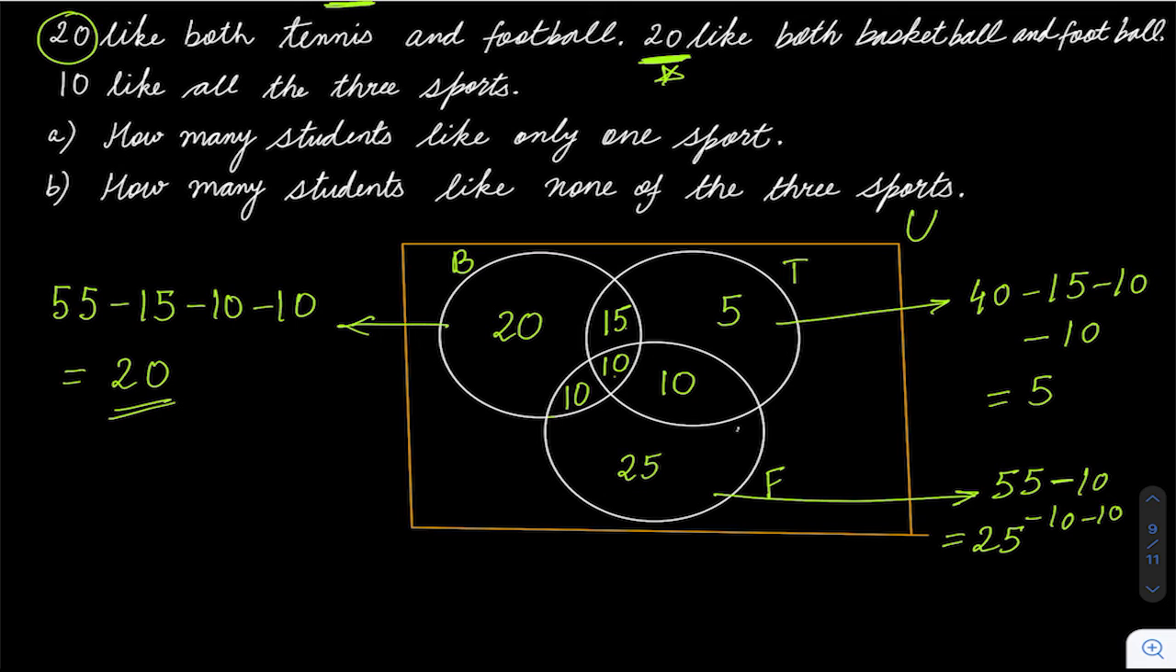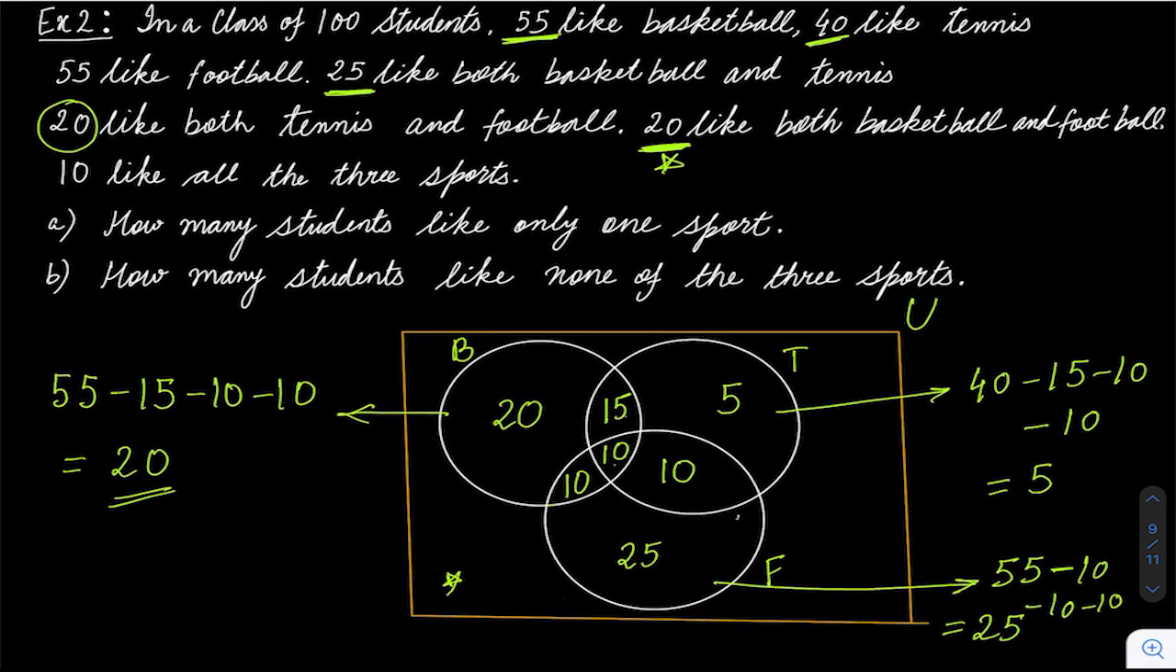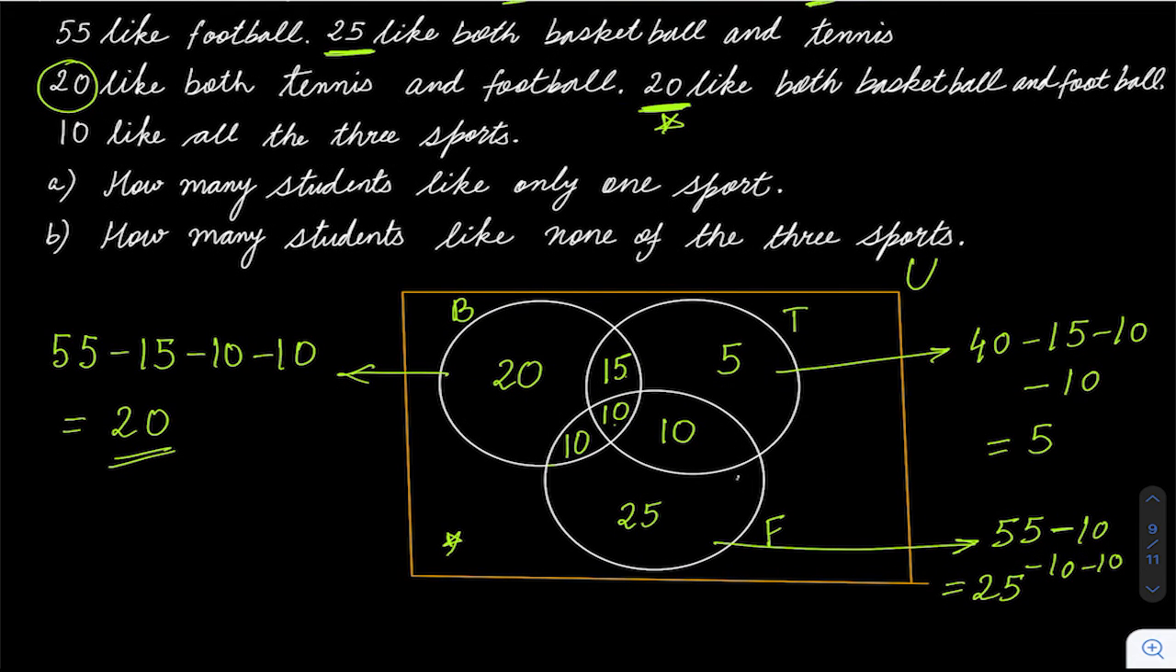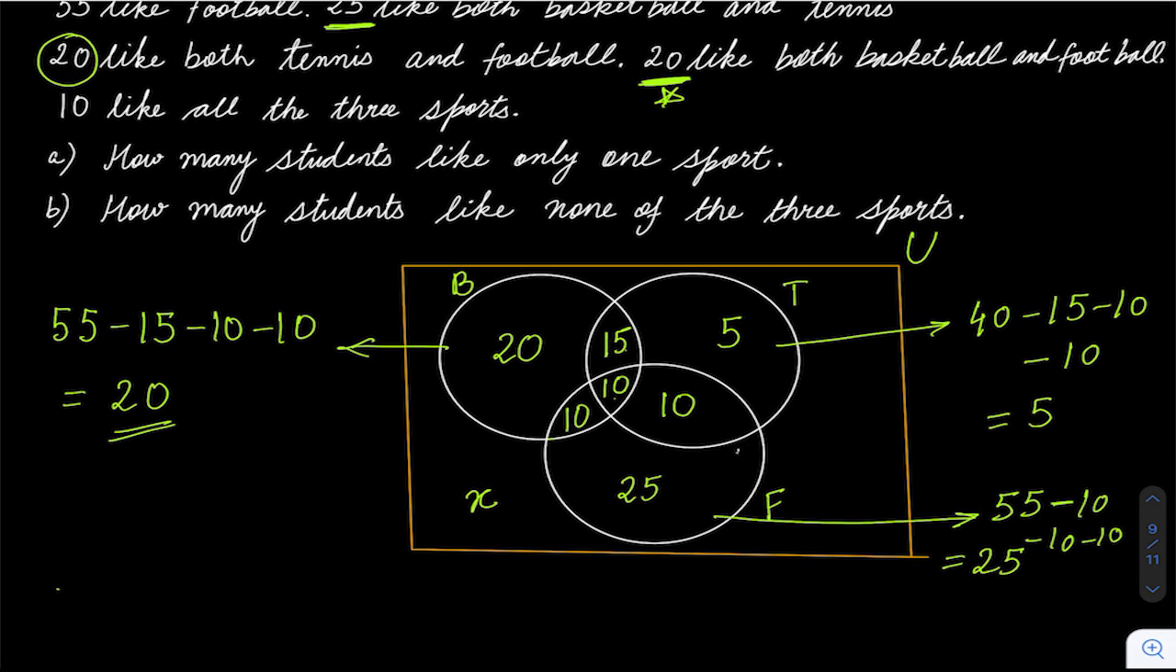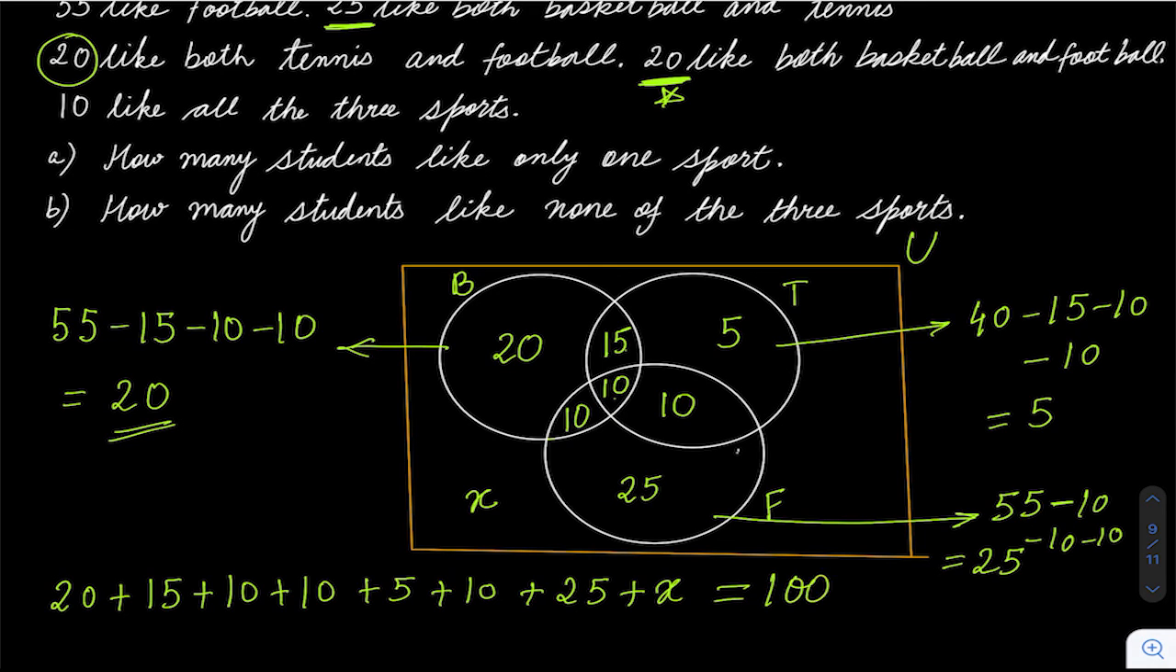Now the only thing left is writing what number comes here. We know the universal set is 100 students, so the total of everything should be 100. We don't know this value, so let's write this as x. Whichever value you don't know, you can write that as x, and later on figure out x. So we add all the numbers: 20 plus 15, plus 10, plus 10, plus 5, plus 10, plus 25, plus x. This should be 100.